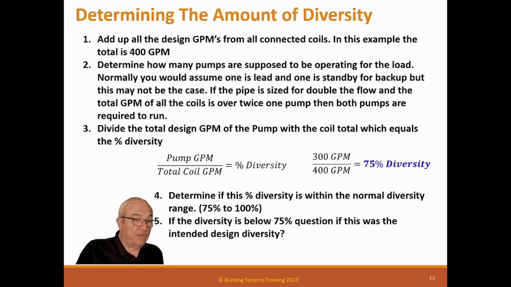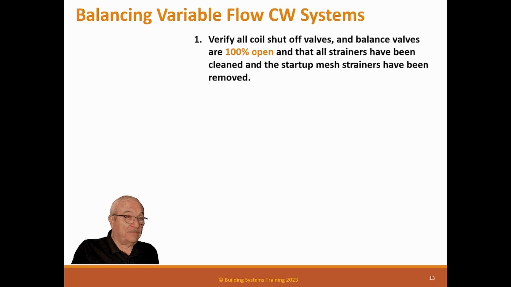If the diversity is below 75%, question if this was the intended design diversity. A phone call to the designer is no problem. A designer's willing to help you. You're balancing his job, and you're making him look good. If the building doesn't work correctly, people are uncomfortable. He's not happy. He shouldn't be happy, because they're going to be upset with him. So basically, you're there to help him, and he should answer your questions.